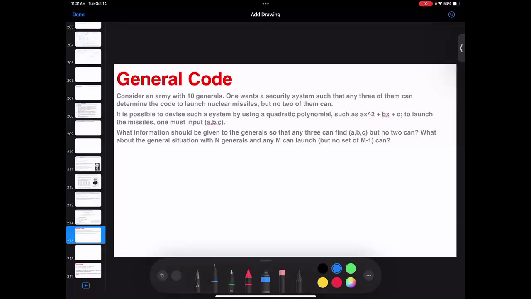So you're to think about over fall break is there a way to do this? Now, instead of having any 3 of them being able to do it, I could have any 4 or any 5 or any 6. And that would just change. If I wanted any 4 of them, I would now have a cubic, because a cubic has 4 coefficients. If I wanted 10 of them, I would have a polynomial with degree 9.